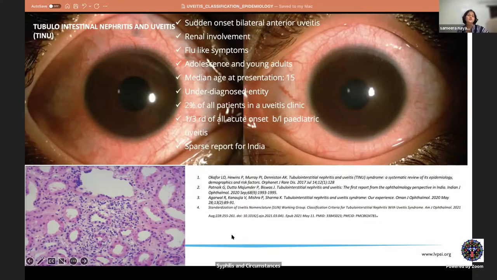The next entity is tubulointerstitial nephritis and uveitis, that is called TINU. Usually, young adults may develop this entity. The median age at presentation is 15 years. This is actually a very underdiagnosed entity, with very sparse reports from India. But actually, one third of all acute onset bilateral pediatric uveitis are TINU in the West.